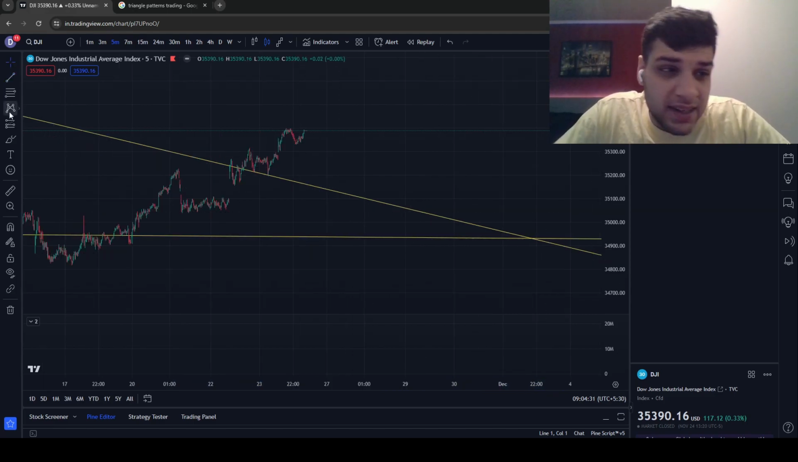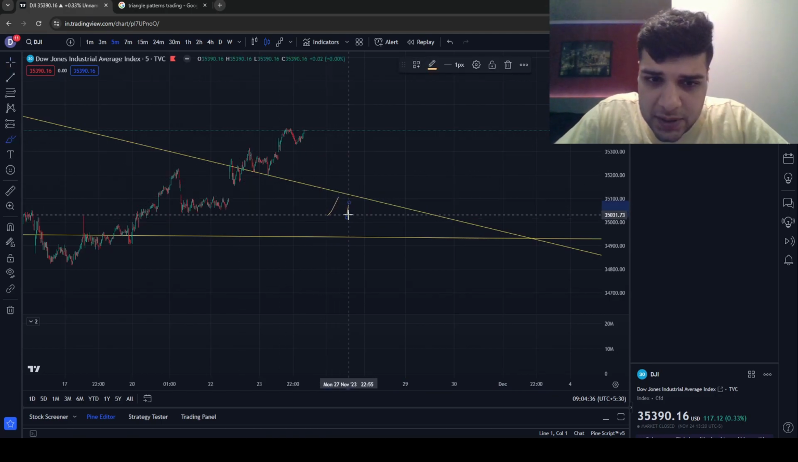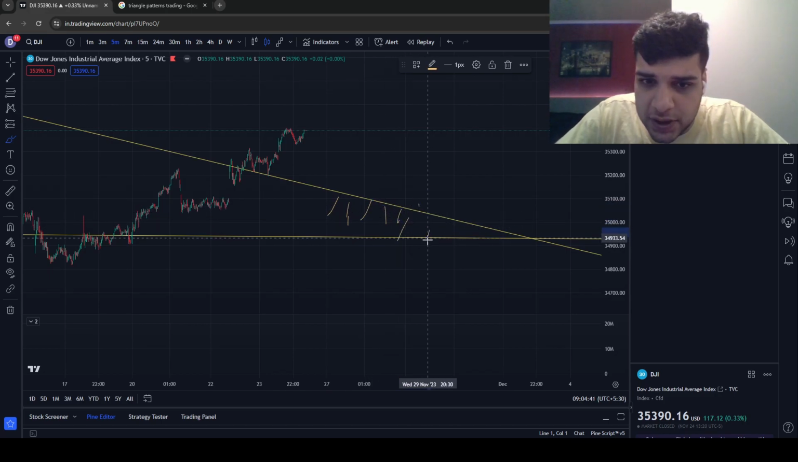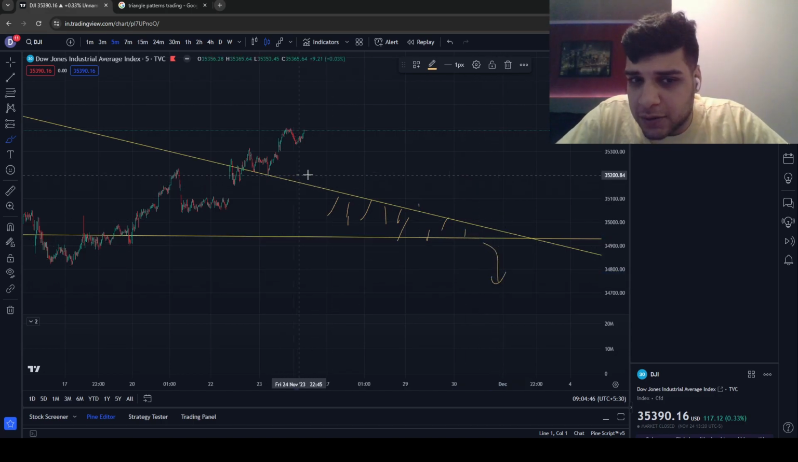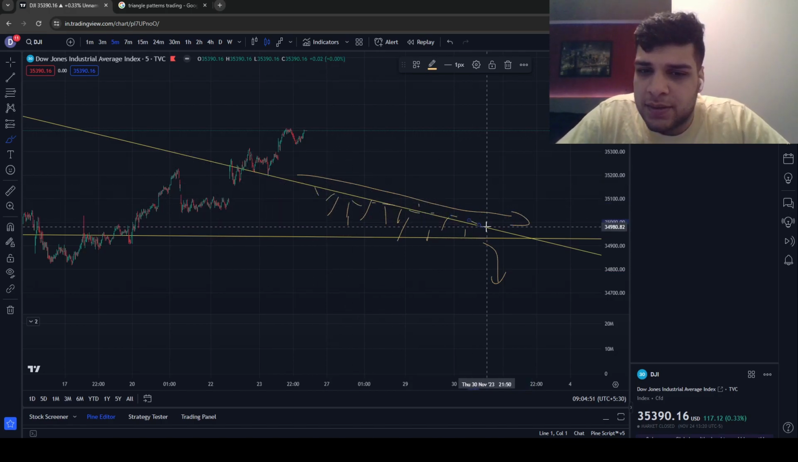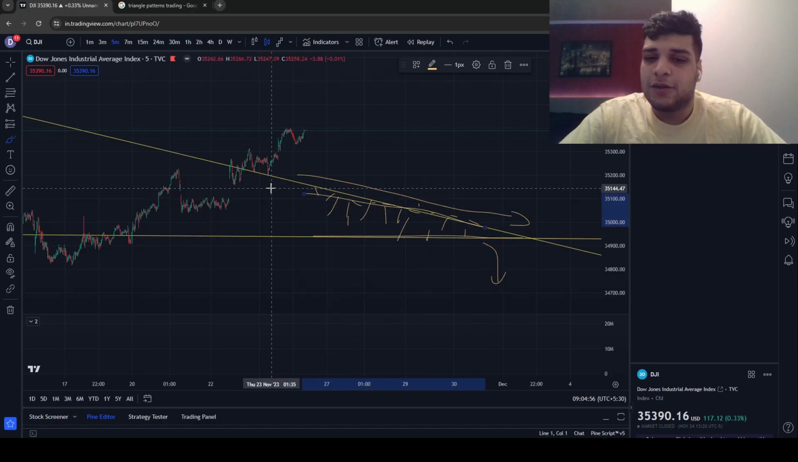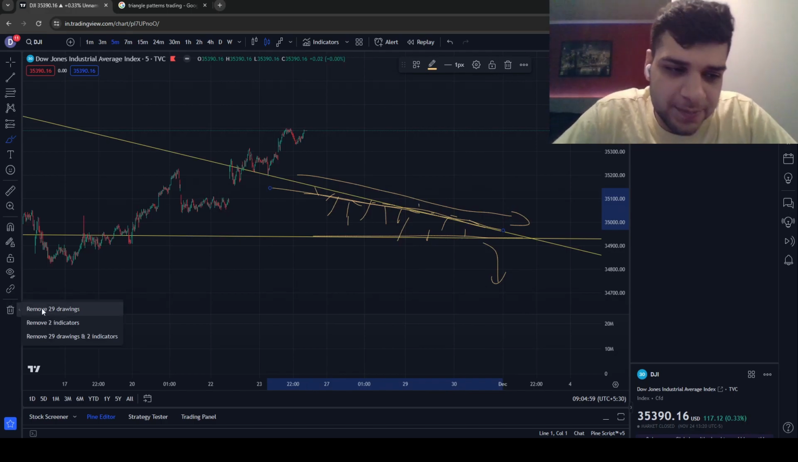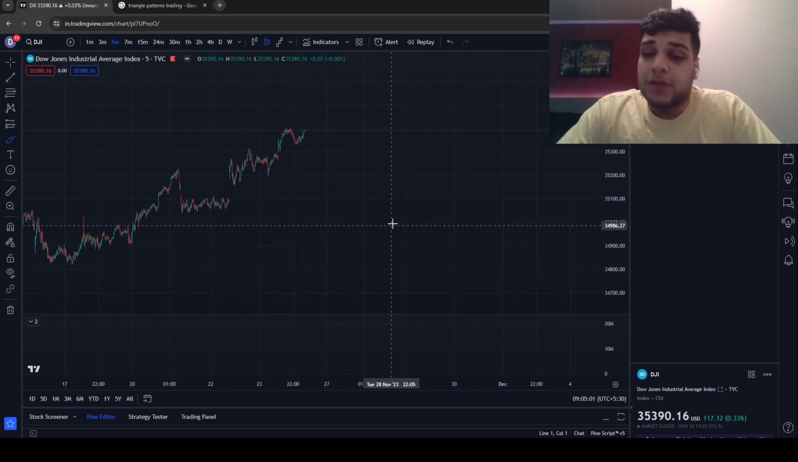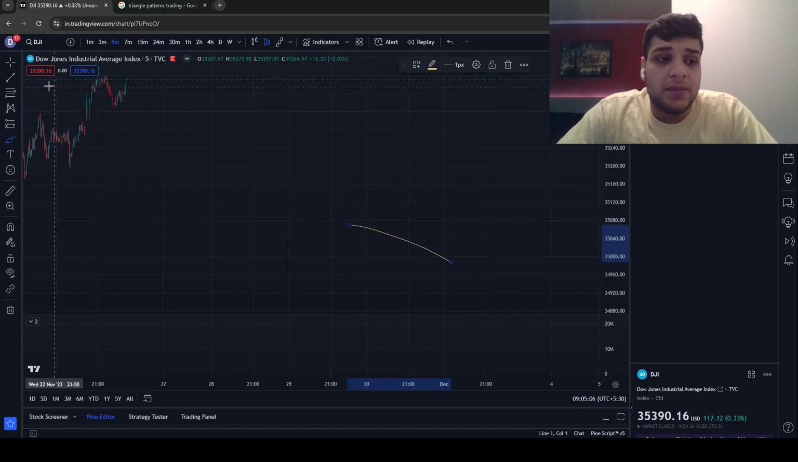This would be a descending triangle. Let me just draw some candles for you. Price action would be something like this in here. Touch that top, touch this bottom, touch that top again, touch this bottom, touch that top, touch this bottom, and usually have a breakdown because this is a descending triangle. The highs are getting lower and lower, and the low is staying the same. The highs getting lower means there's more pressure from the top side.